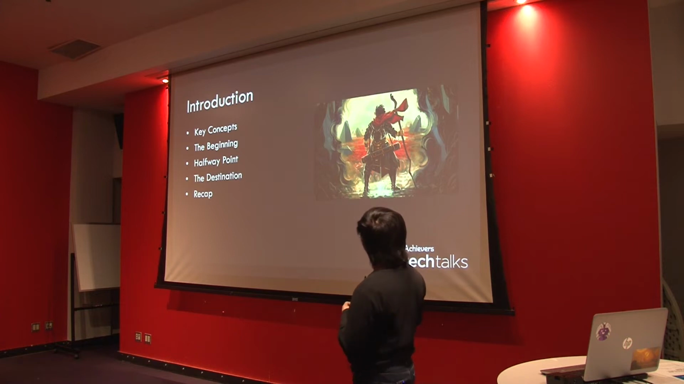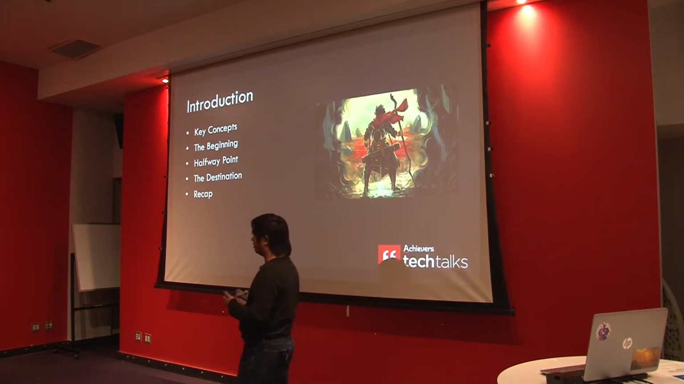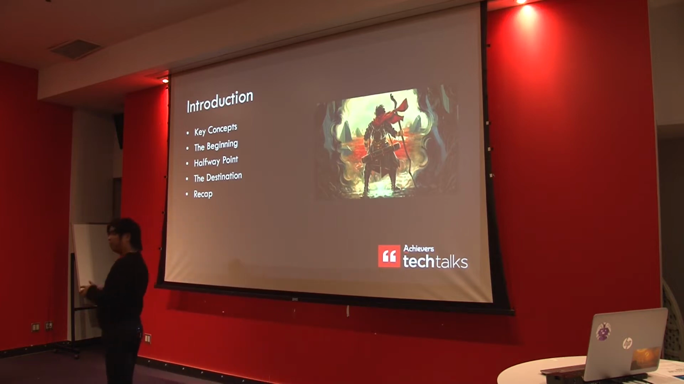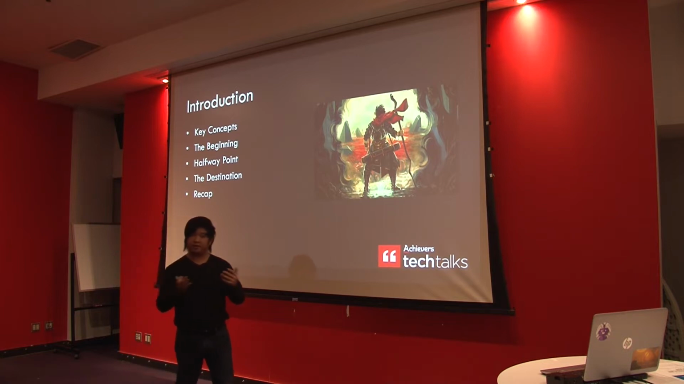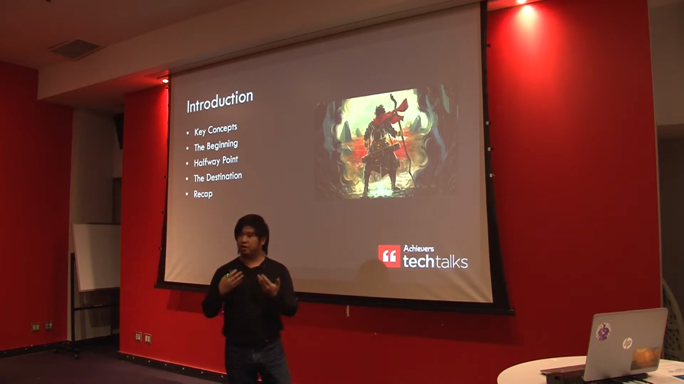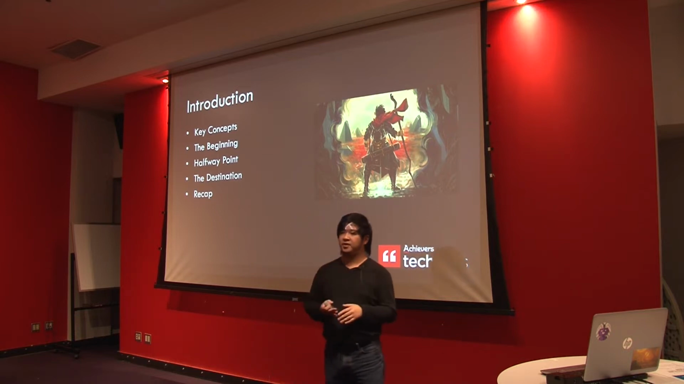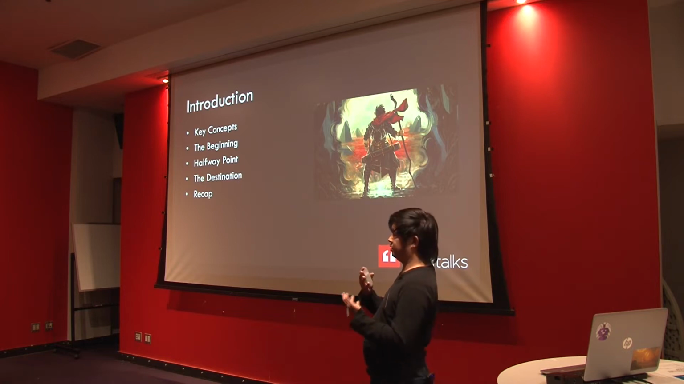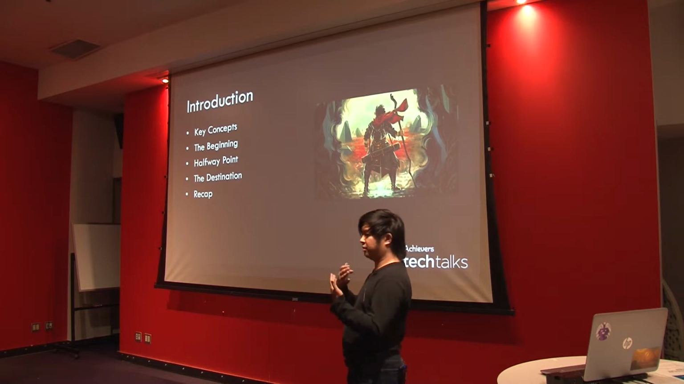So here's our introduction. We'll start off with some key concepts, things you should know at the very beginning, key concepts on the journey that we have. We'll talk about where Achievers started off, how our process was at the very start, and then we'll get around halfway, because around halfway through the journey we did make some decisions that were less than great, and then we will eventually reach the destination, which is where we are today.